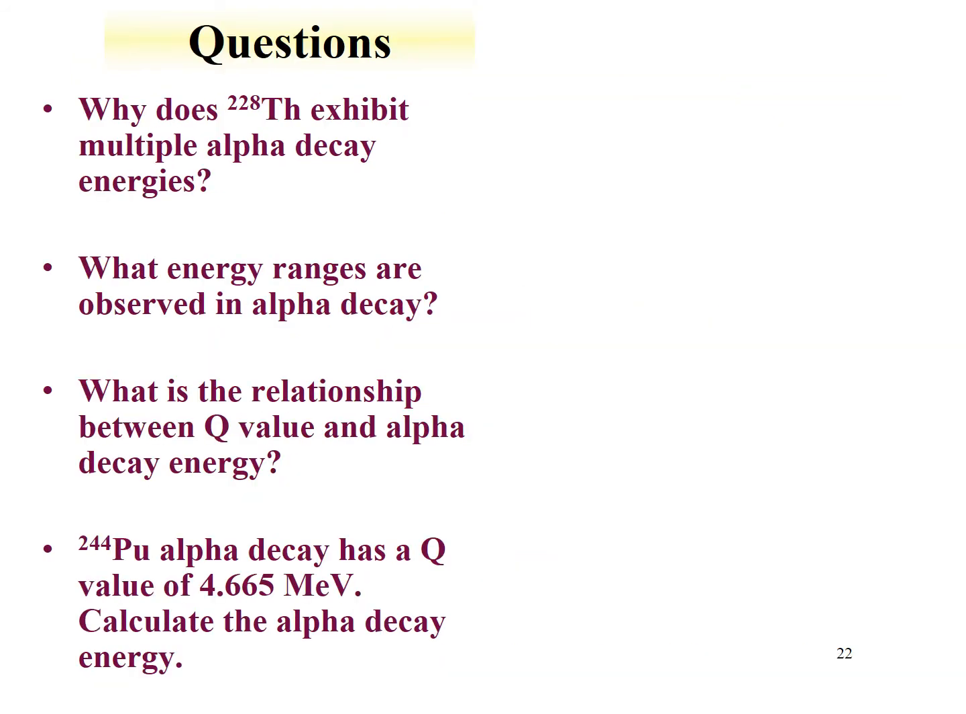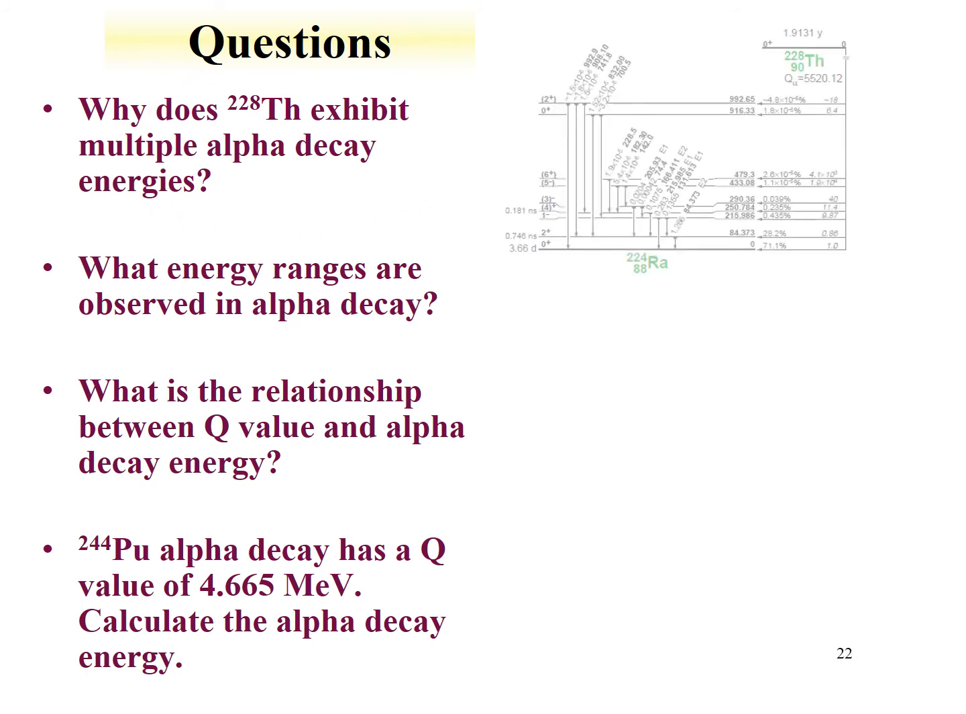Examples of questions you should be able to answer based upon the lecture are provided here. One has to do with alpha decay energies from decay. An example with thorium-228: why does thorium-228 exhibit multiple alpha decay energies? This was discussed in the lecture. This is another thorium-228 decay scheme that's shown. Here's the parent, thorium-228, decaying to the daughter, radium-224.